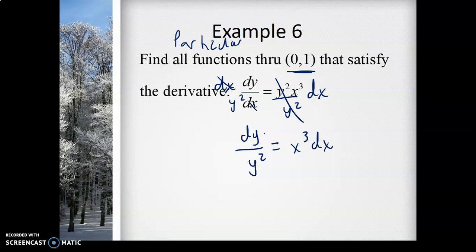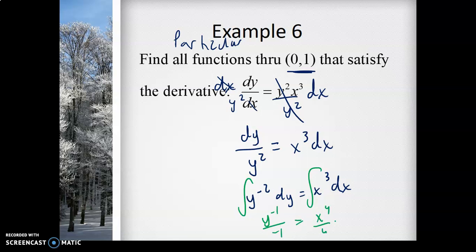Now I need to integrate, but I need to make sure it matches one of my formulas. If it was dy over just y, it would be fine, and I could do ln absolute value of y. Since it's y squared, though, I need to rewrite this one as y to the negative 2 dy equals x cubed dx. And now I can integrate it. This will become y to the negative 1 over negative 1 equals x to the 4th over 4 plus c.